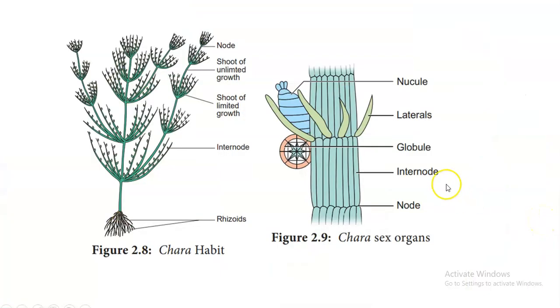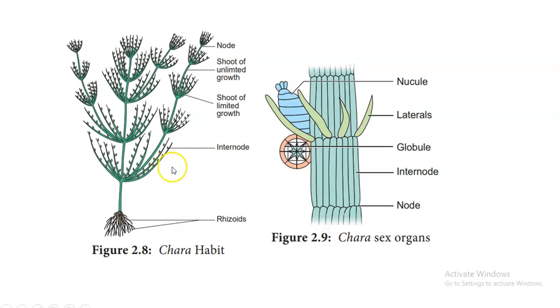Now let's move on. We can see that these short branches and long branches are arising from the same node. It can be said that from the axil of the branch of limited growth, that means from the axil of the short branches, the branch of unlimited growth is arising. This is one feature. And the second thing you have to understand is that there are nodes and internodes even in the branches of limited growth as well. This is one node, this is internode, this is another node, like that.